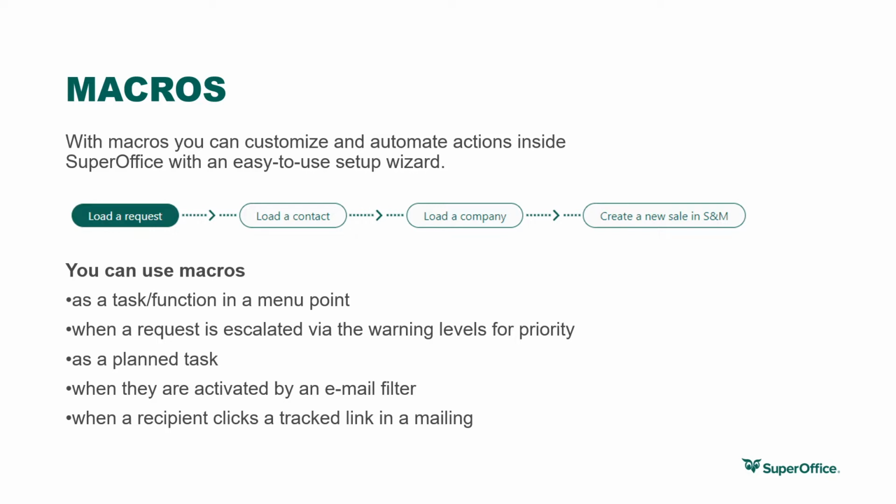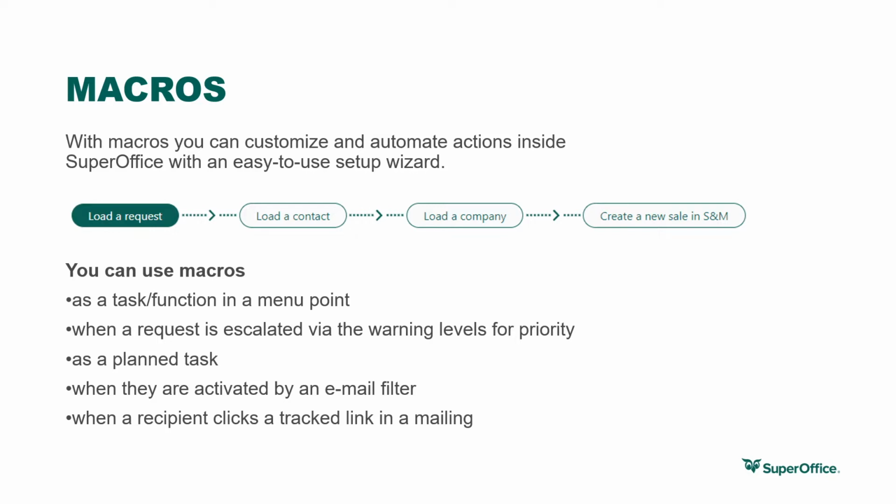For example, you can use macros as a task or a function in a menu point, such as in Actions in the request screen, or adding a button on the company card. Also, when a request is escalated via the warning levels for priority, it can be a planned task, or when they're activated by an email filter, like if support is mentioned in the email, the request is automatically set to the support category.